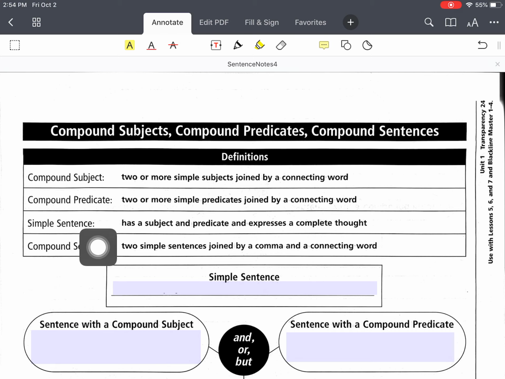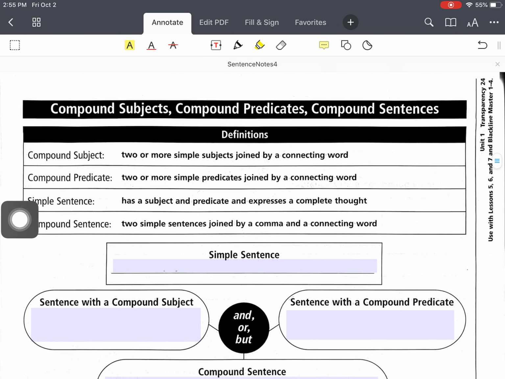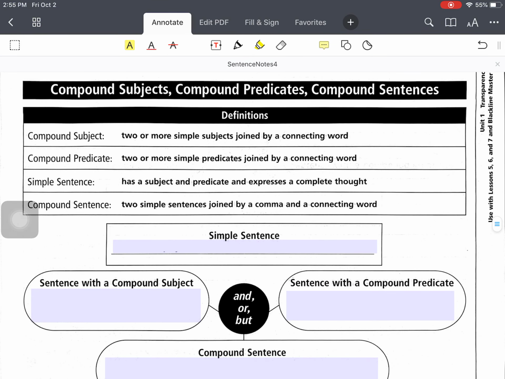Now a simple sentence is a sentence that just has 1 subject and 1 predicate, and it's going to express a complete thought. But a compound sentence is when you take 2 simple sentences and you join them together using a comma and a conjunction. Okay, and I'm going to give you some examples. You can use the markup tool if you'd like, or you can type into the boxes. It is a fillable form.